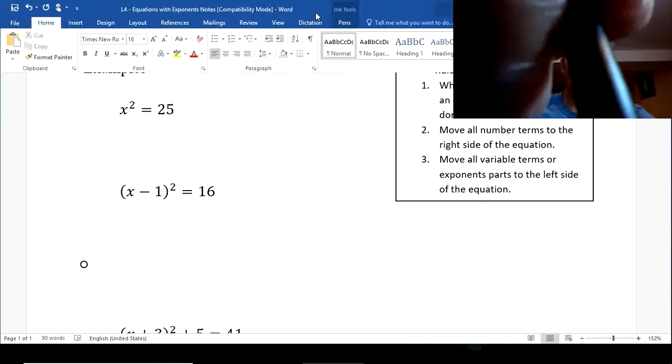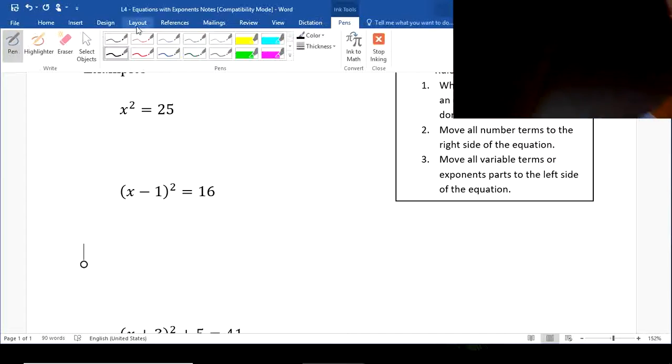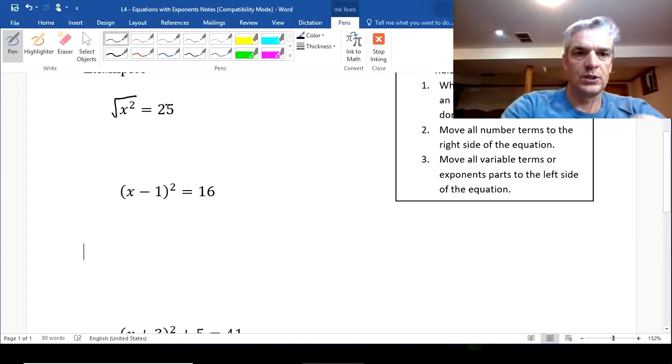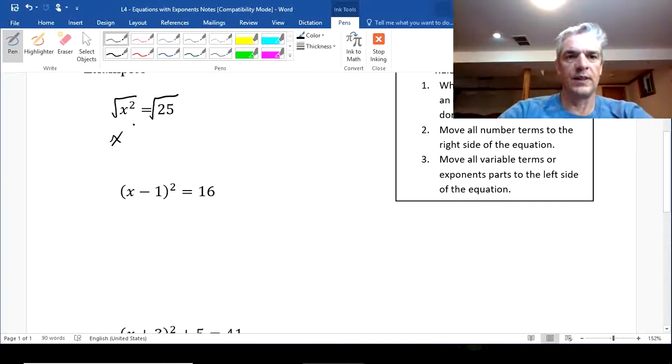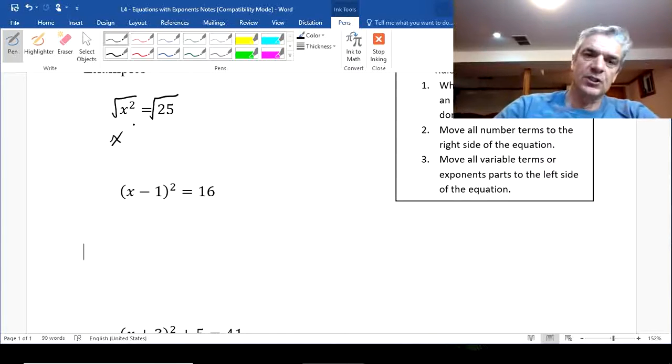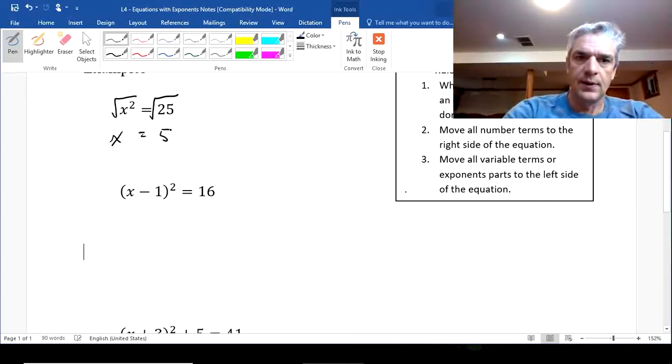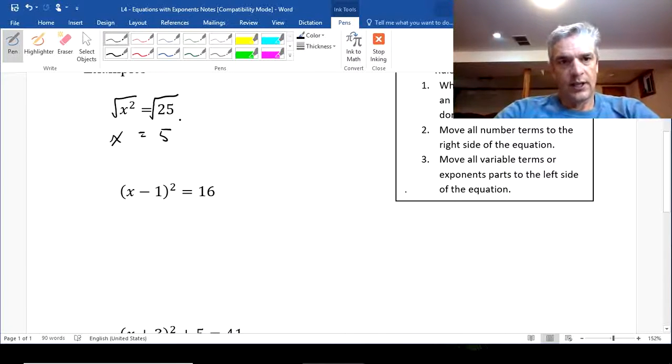So I'll turn on my pen here, and we'll move ahead. What we'll do is square root both sides of this equation. In doing so, the square root of x squared is simply x. That's the beauty or power of doing that. It gets rid of my x squared. And the square root of 25 is 5. Now, if you use your calculator, you get that.